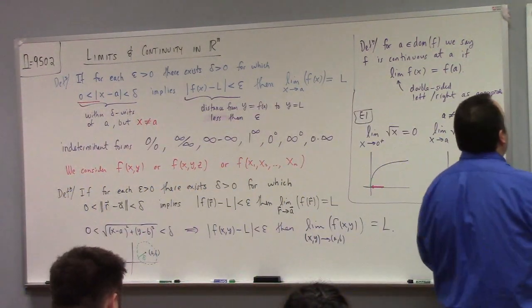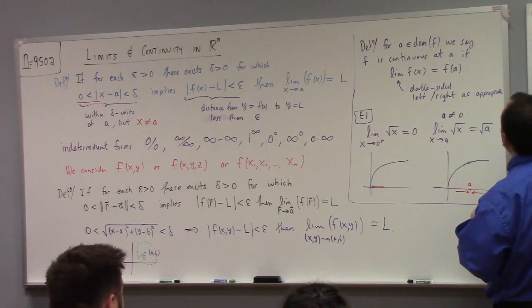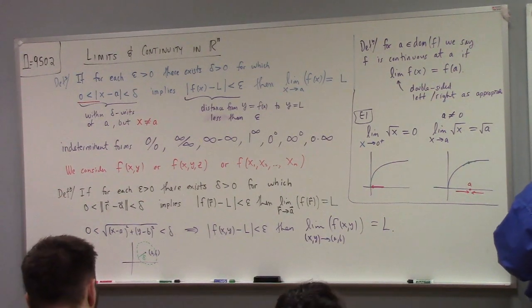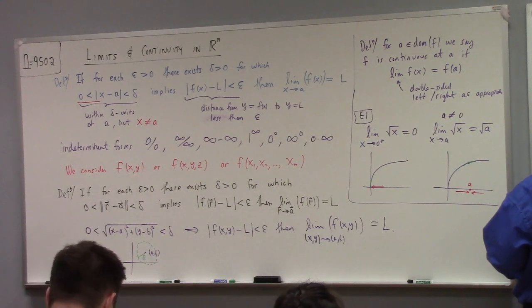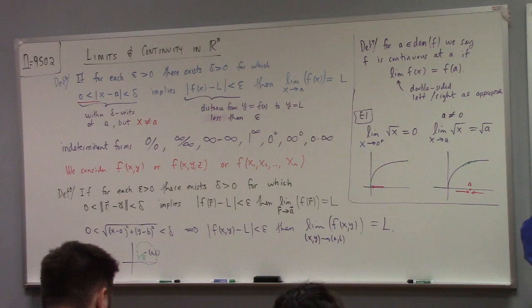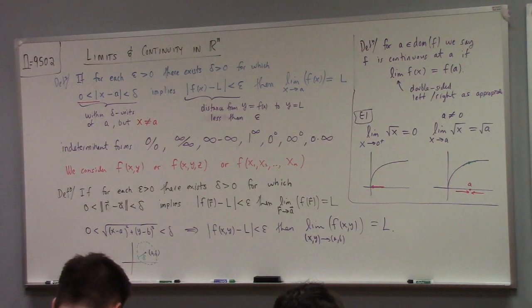So let's look at some examples. Example 2. How about if we have the limit as (x, y) goes to (1, 2) of x squared y minus x over y.